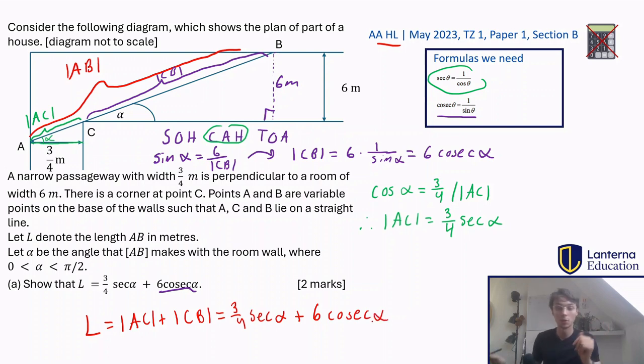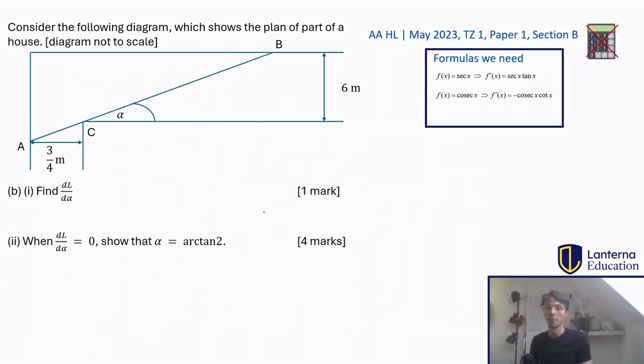Lovely stuff. First question, first 2 marks. Maybe quite a lot of work for 2 marks, but if you know SOHCAHTOA, it shouldn't be too tricky. Okay, let's get into the meat of this. Now we need to differentiate it. So now we need to find dL d alpha.